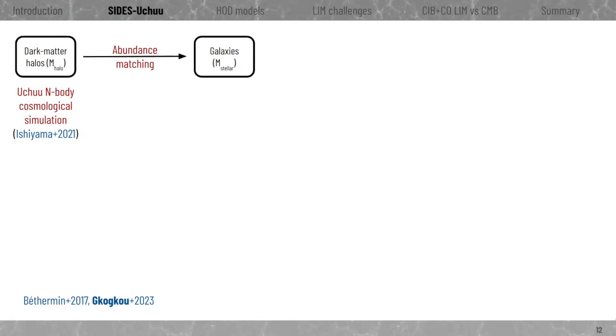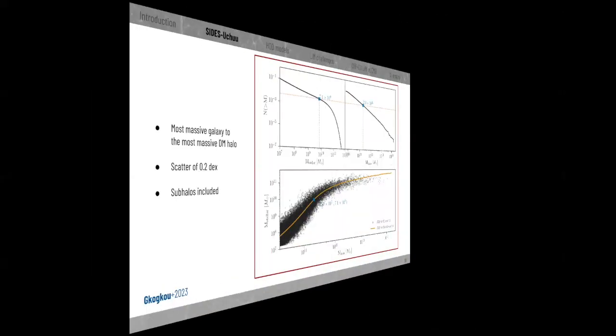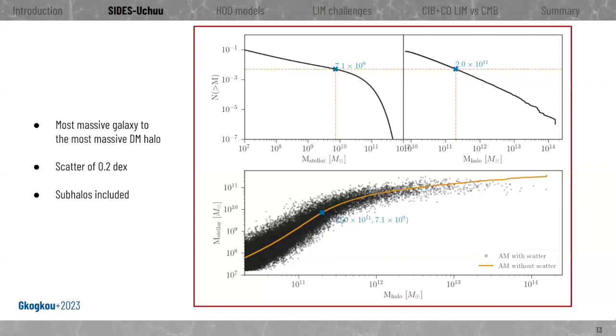So the starting point of the code is a dark matter halo catalog that we get from an N-body cosmological simulation. In this case, and for all the results that I will show you, we used the Uchuu cosmological simulation. And then we populate all these dark matter halos with galaxies of a certain stellar mass using the abundance matching technique, which is a simple assumption. We need to have a stellar mass function, which shows us the number of galaxies we have per stellar mass, and a halo mass function that tells us how many dark matter halos we have per halo mass. And then we assume that the most massive galaxy lives within the most massive halo, the next most massive galaxy lives in the next most massive halo, and so on. So we do this correspondence and we build this relation between stellar masses and halo masses.